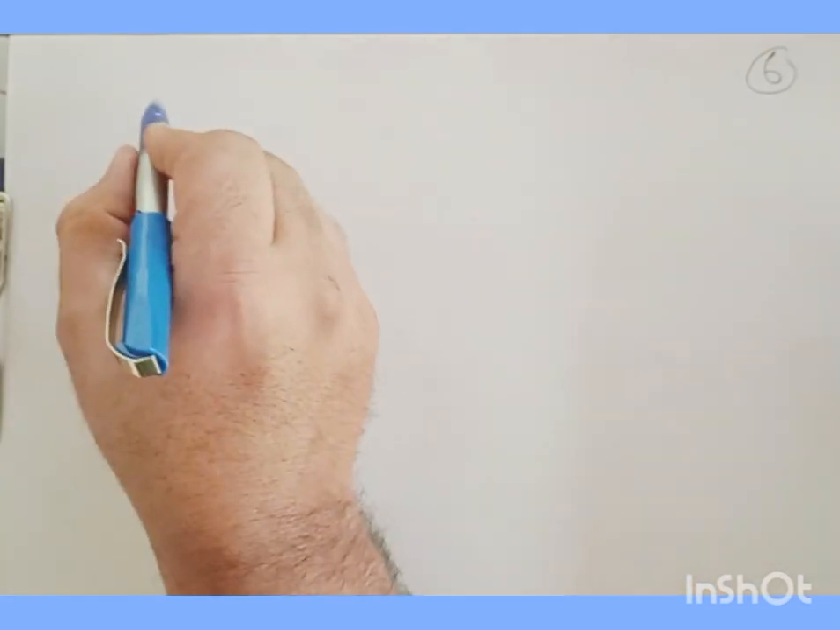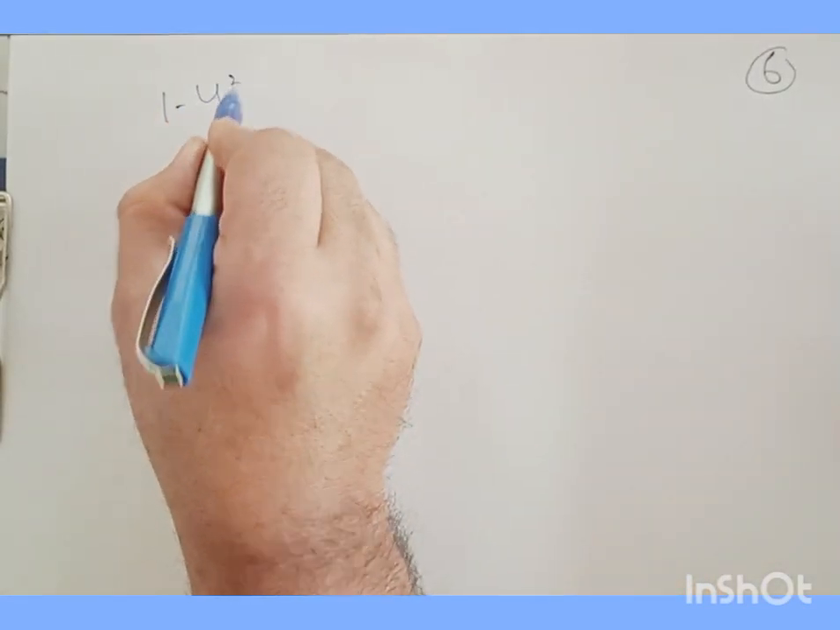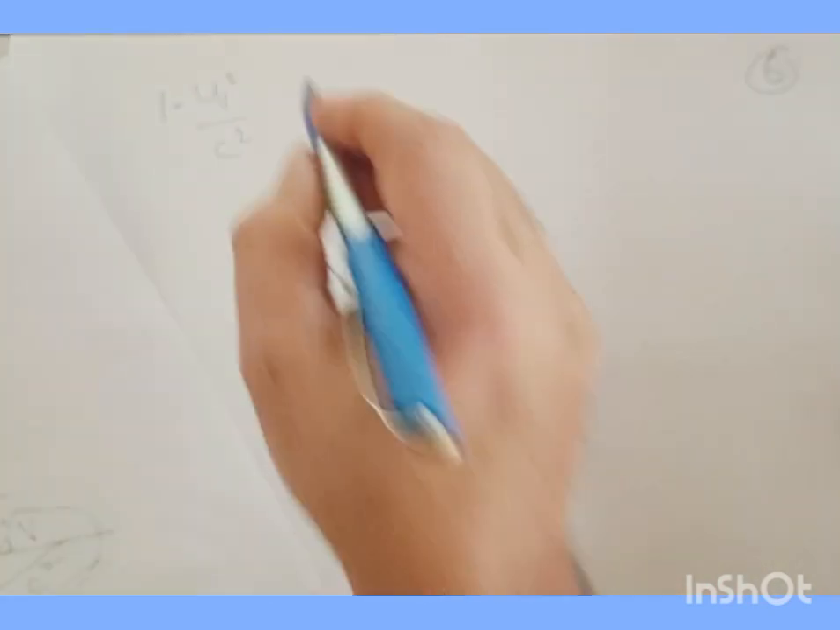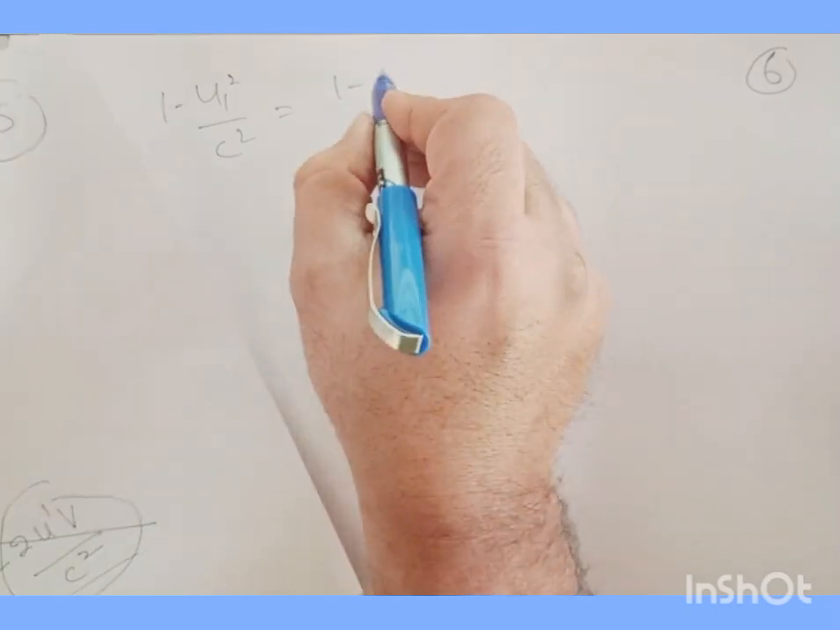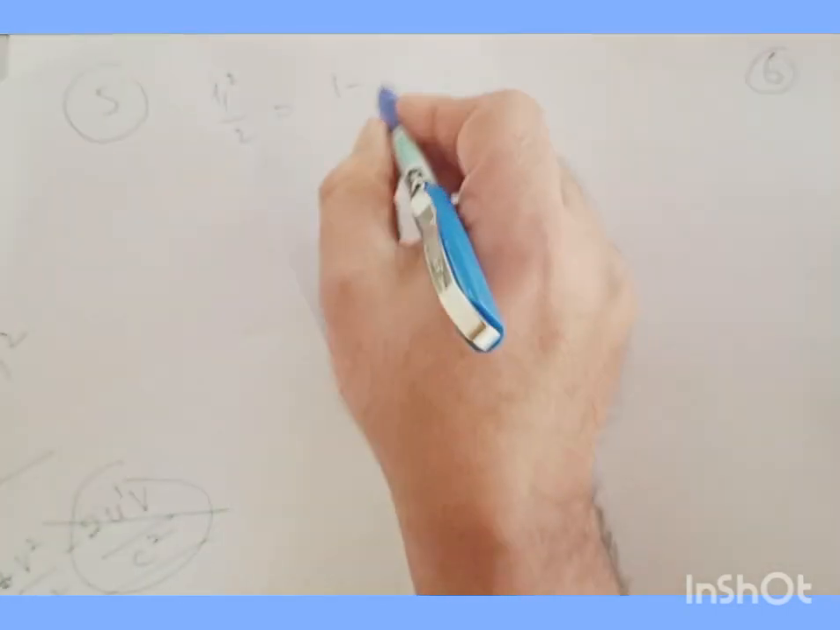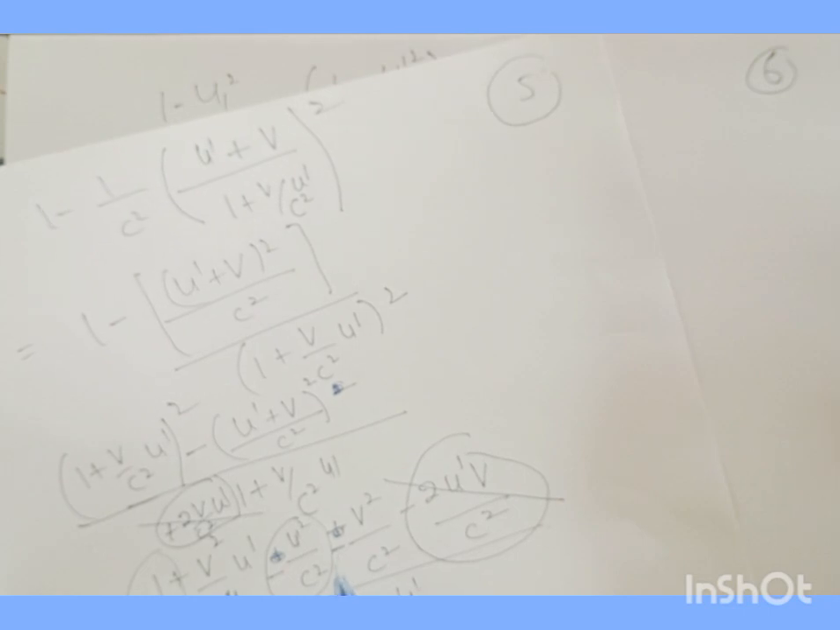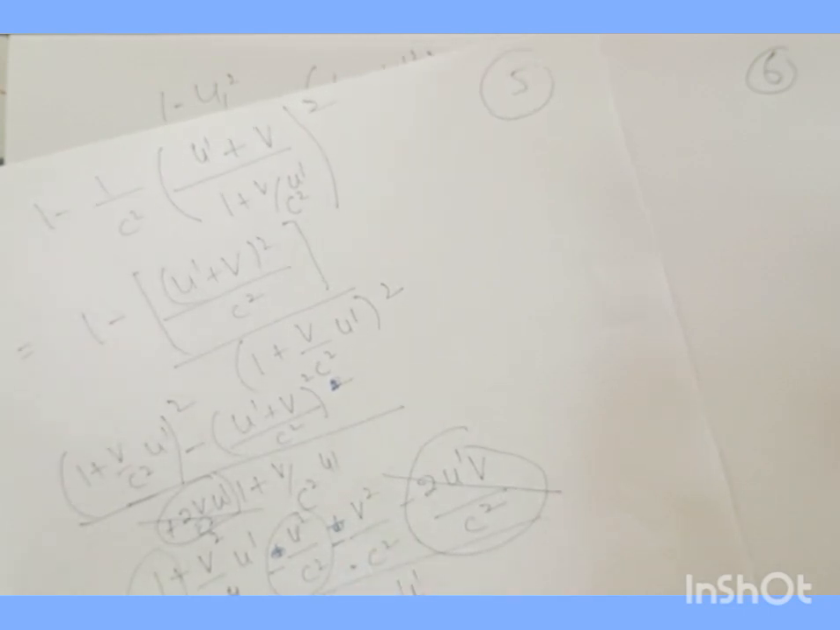Okay, so what I'm getting here is 1 minus u1 square by c square. Here I'll be left with 1 minus u dash square by c square. And what are we left with? We are left with these two terms, this term and this term.